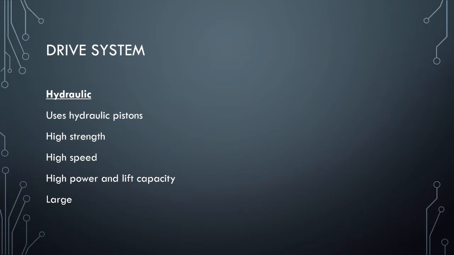A hydraulic system also can have really high speeds. One of the drawbacks of all of these features is that typically these systems are a lot larger. That should kind of make sense because they're much more powerful. It's harder to get them down into a really compact size. So we need that larger size to support the higher strength and the higher power that comes with the hydraulic system.